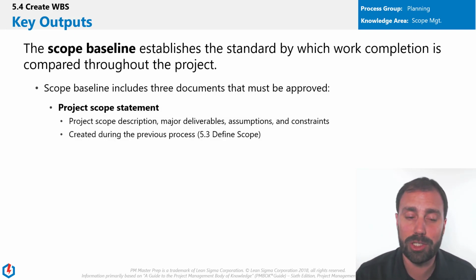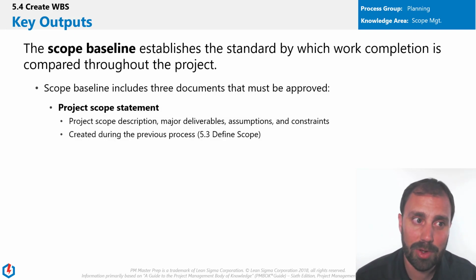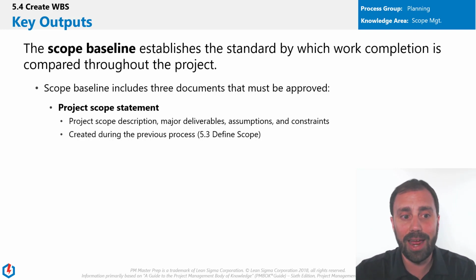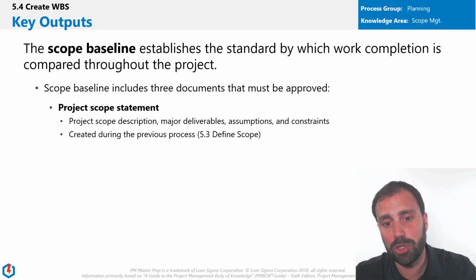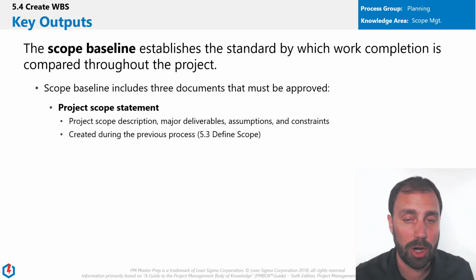First one, project scope statement. We already created that, right? We created it in the previous process. And it provides the scope description, the major deliverables, the assumptions and the constraints. And where do we create it?